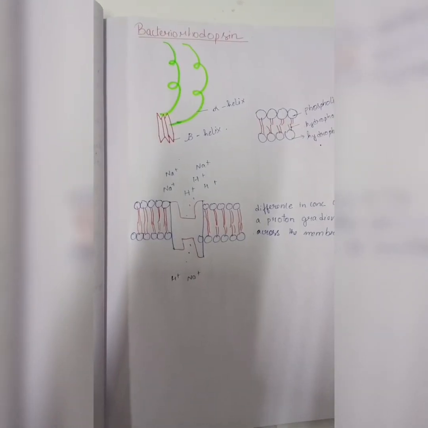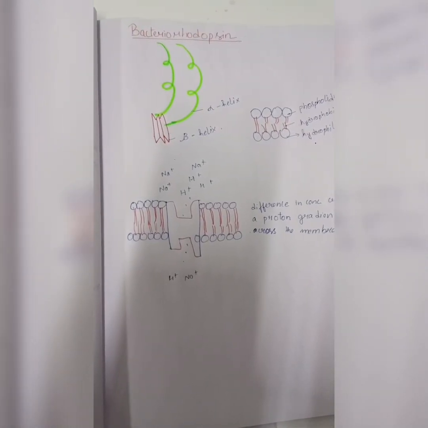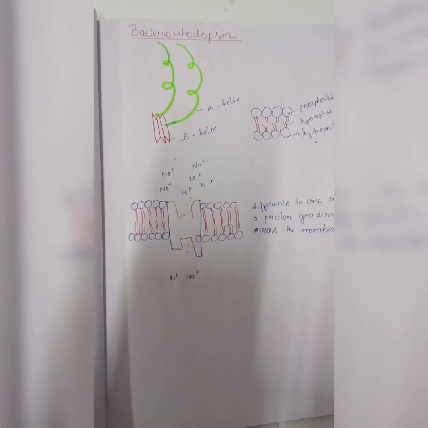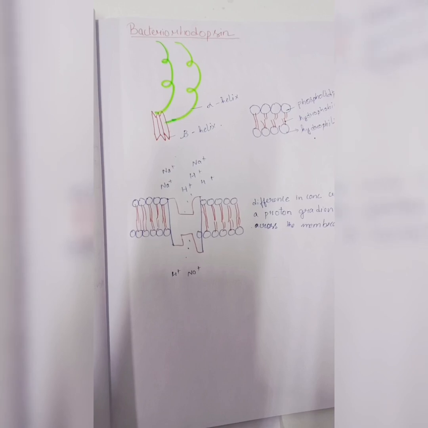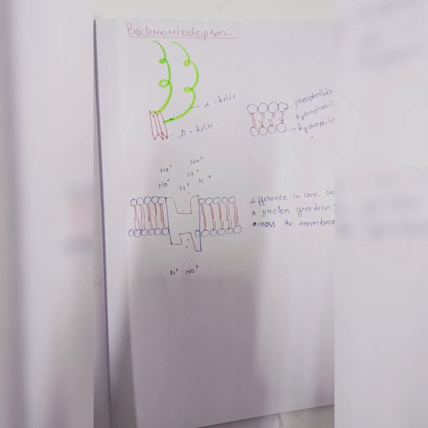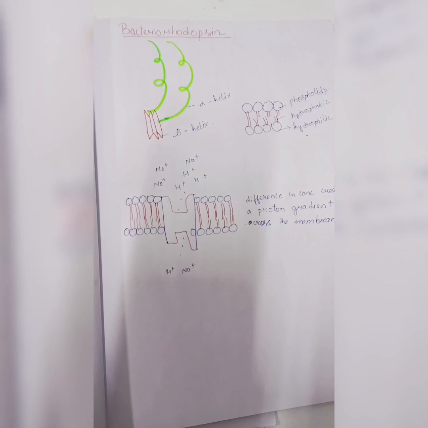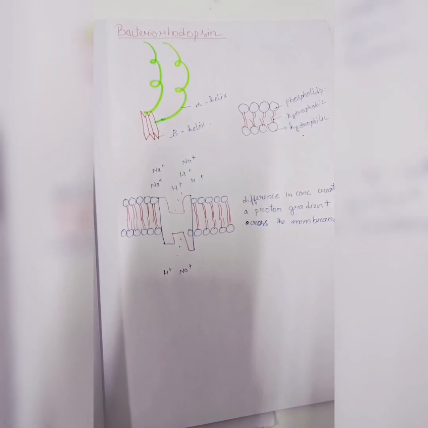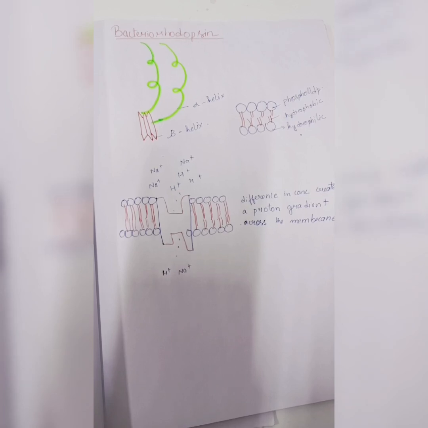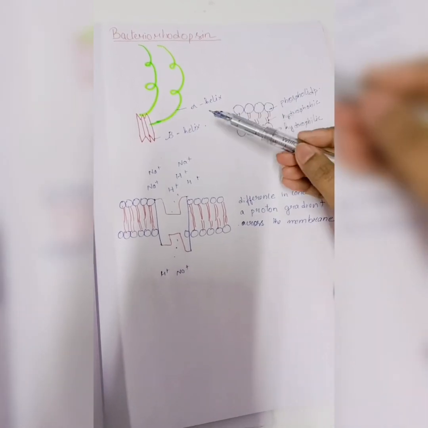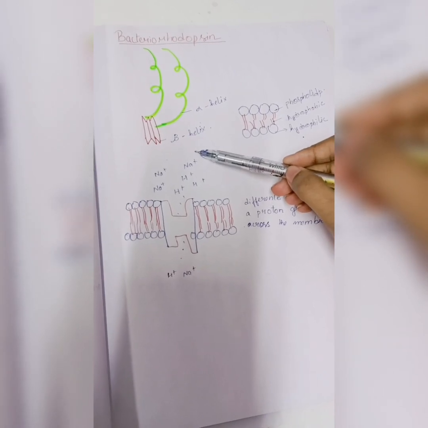Hello everyone, I will be speaking on the topic bacteriorhodopsin. Bacteriorhodopsin is present in photosynthetic archaea and has been researched extensively. Therefore, the function and shape of this membrane protein are now well known. Bacteriorhodopsin has both alpha helix and beta helix.